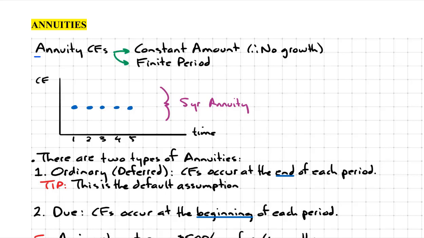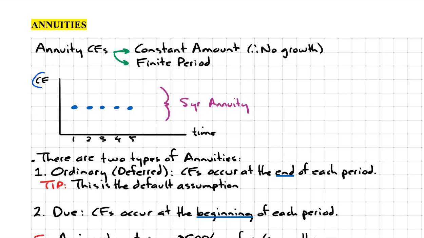Annuities. Annuity cash flows exhibit the following characteristics. First of all, the cash flow amounts are constant. In other words, they don't exhibit any growth. At the same time, the cash flows only run for a finite period. So a good way to understand annuities is by having a look at a visual.